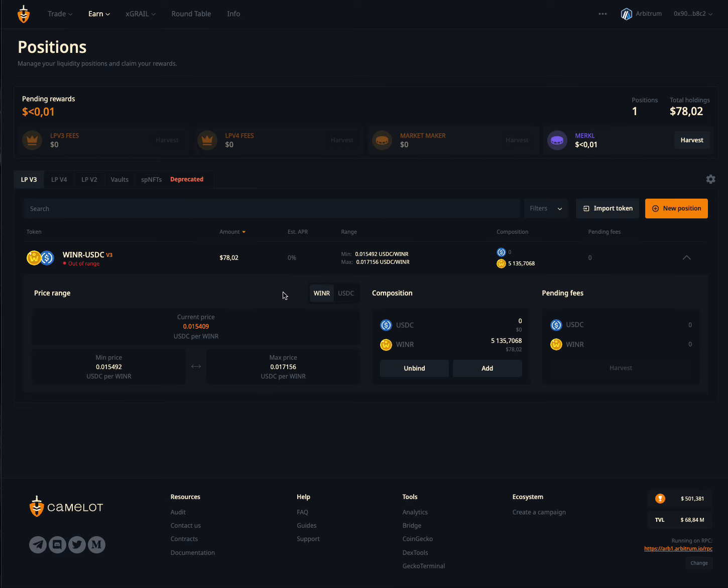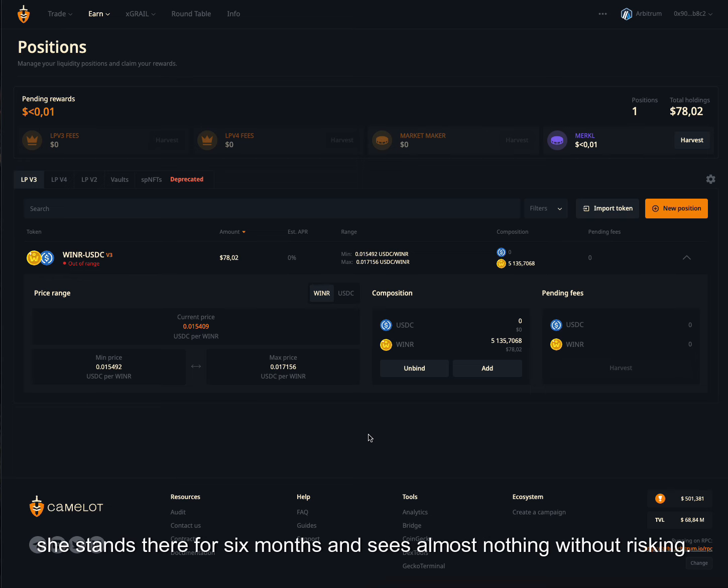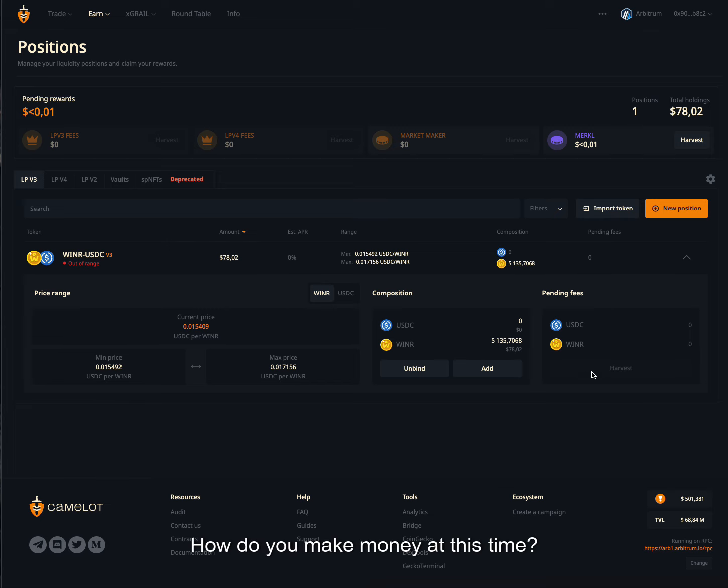Therefore, you need to take this into account. This swing risk works great if the price of one asset is in a sideways market. Well, that is, the sideways market stands, you calmly set the boundaries of this range, minimum, maximum price, and let's say it stands there for 6 months and sees almost nothing without risking. How do you make money at this time?